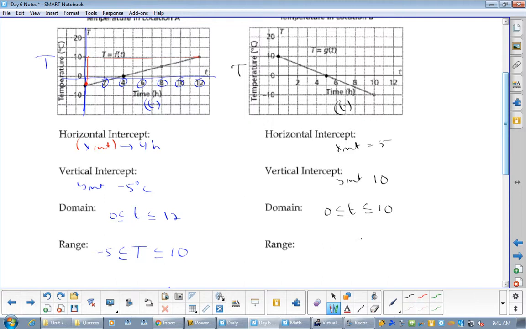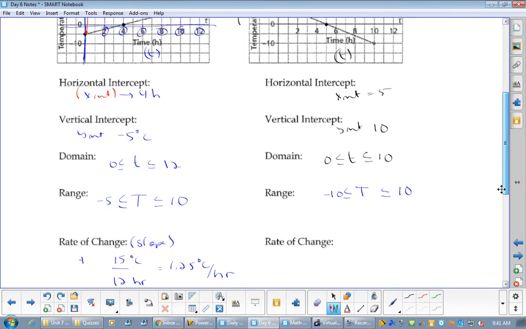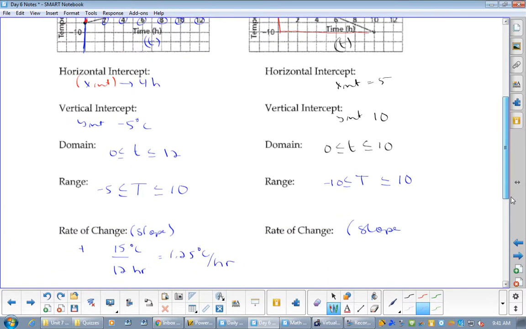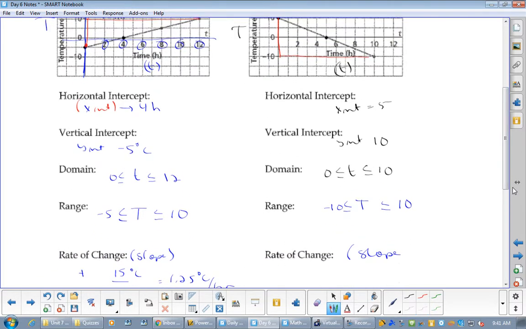Range, big T, is greater or equal to -10, less than or equal to 10. Okay, rate of change, aka slope. Now, this is going to be the triangle I'm going to pick. I always make a right angle triangle out of it. If it was going on forever in both directions, I would make the right angle triangle that started and ended at nice points. So what is my rise? -20, because it is going down.